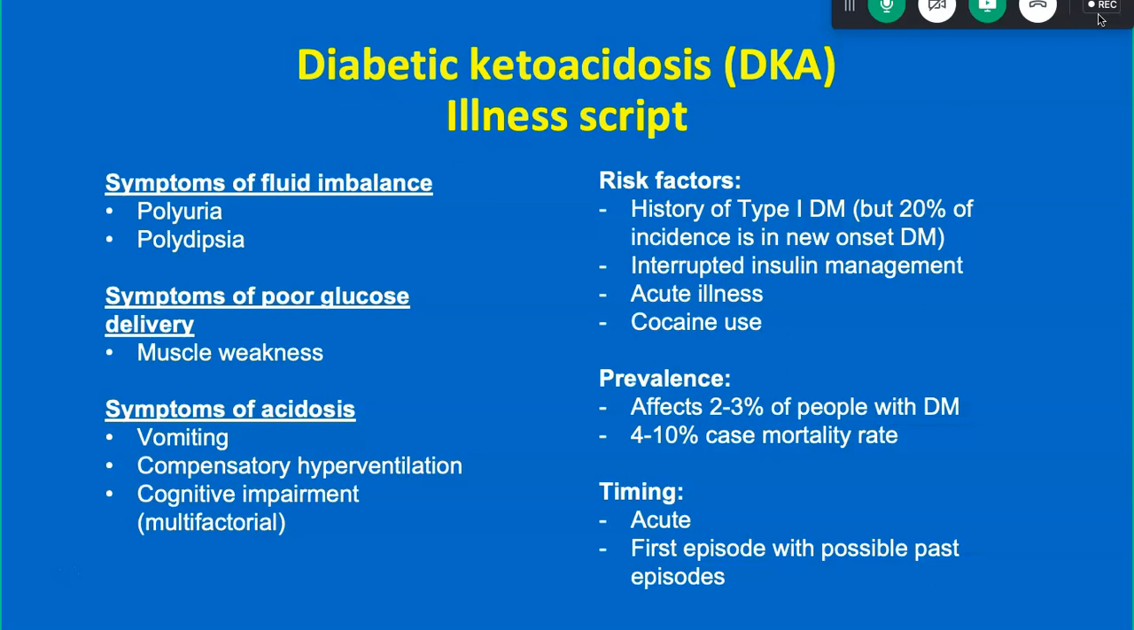And then they're going to have a lot of ketoacids in their blood, so you'll see vomiting, you'll see compensatory hyperventilation, and that's one of the reasons why you'll also see significant cognitive impairment in these patients. So the risk factors, definitely someone who has a known history of type 1 diabetes, although DKA is oftentimes how a diagnosis of type 1 diabetes is made, so it's not a requirement for a diagnosis. Anything that interrupts their insulin management, and also anything that increases their insulin requirements, such as acute illness, and cocaine use has also been associated with DKA.